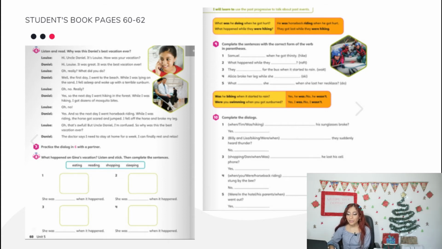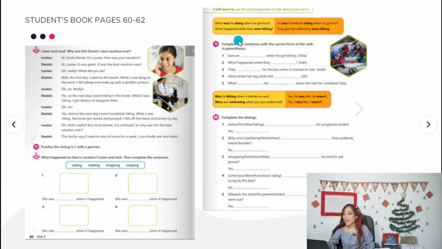Okay, very good. Now we can go to the next page, and this is the grammar page, and it says, I will learn to use the past progressive to talk about past events. So we have these boxes, and as you know, it is important to check them because these boxes have the key for us, and they tell us in which ways we are going to complete the activities. So the first box says, what was he doing when he got hurt? So we have a question in past progressive, and then the answer says, he was horseback riding when he got hurt. Okay, this is a past progressive answer.